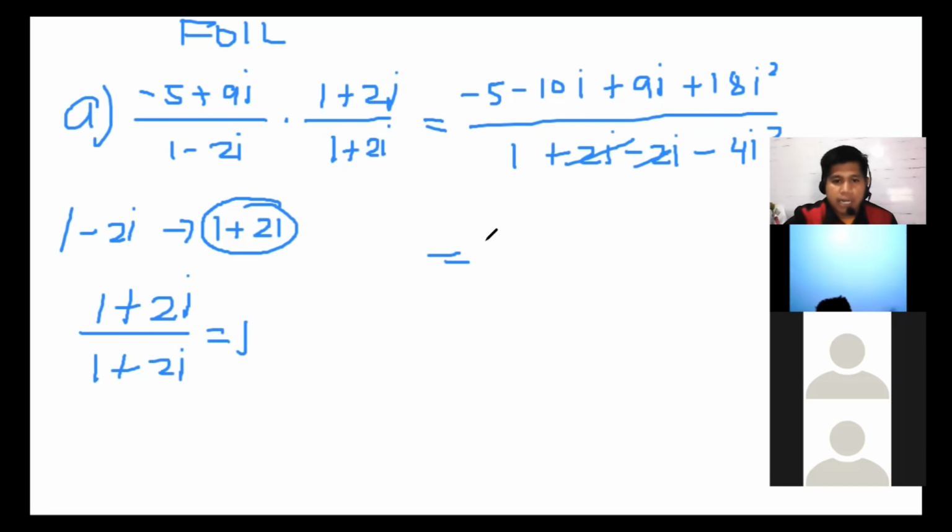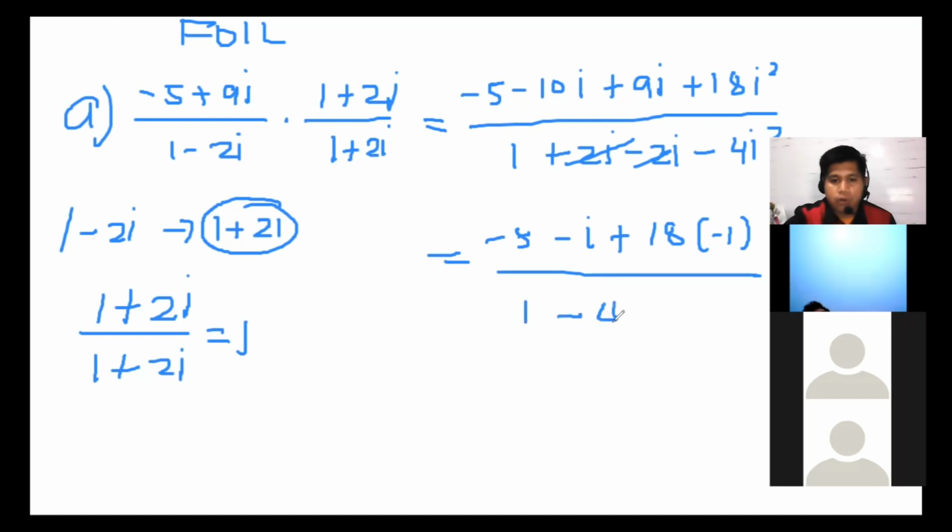So negative 5. So negative 10i plus 9i is negative i. Tama? 1i or i. Plus, children, 18i squared. Right? So i squared is equal to negative 1. All over 1 minus 4 times i squared, where i squared is equal to negative 1. Okay? So let's combine everything there. So negative 5 minus 18. Okay, negative 5 minus 18, since positive 18 times negative 1 is negative 18, right?